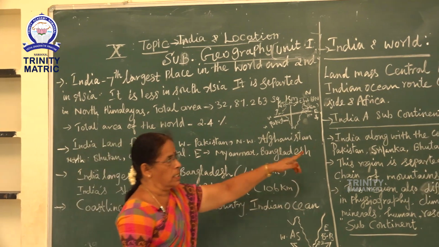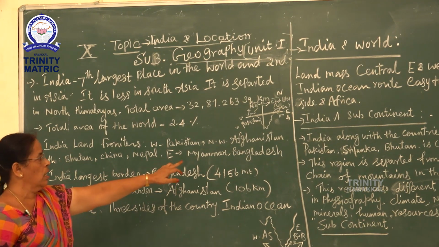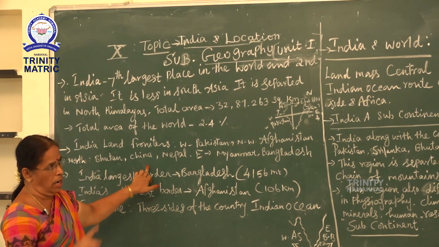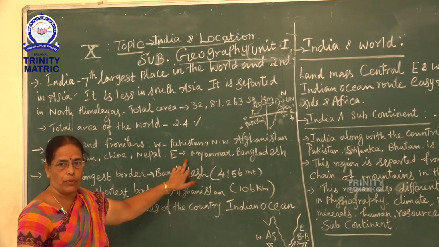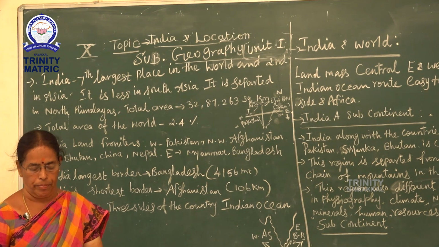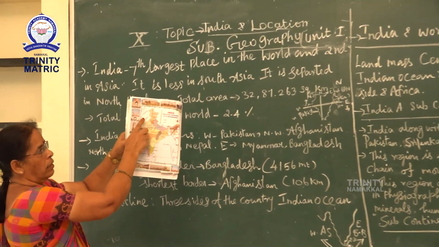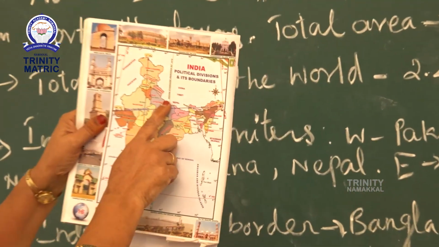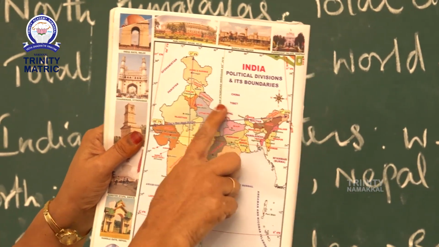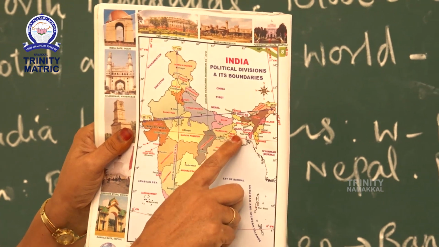Now, the land frontier. On the western side is Pakistan. Then in the north and west, Afghanistan. Then in the north, Bhutan, China and Nepal. Then in the east, Myanmar and Bangladesh. If you look at the map here, this is Afghanistan in the northwest, then Pakistan in the west. Here are Nepal, China, Tibet and Bhutan on the northern side, and here Myanmar and Bangladesh.